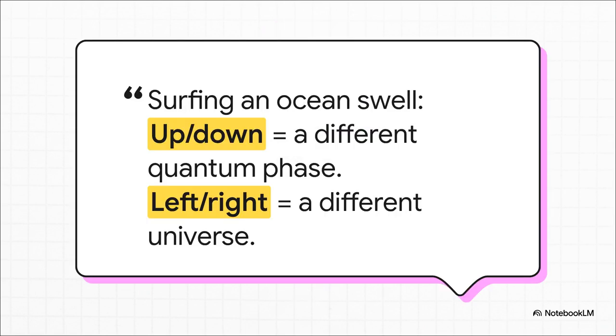I absolutely love this analogy someone posted on Reddit. It takes this super abstract concept and makes it feel, well, almost like you could grasp it. They call it temporal surfing. So moving forward, that's just your normal Tuesday, the regular flow of time. But moving up or down could be like shifting into a different quantum state. And moving left or right, whoa, that could drop you into a parallel universe. It's a wild thought, and it's what kicked off a huge scientific debate.